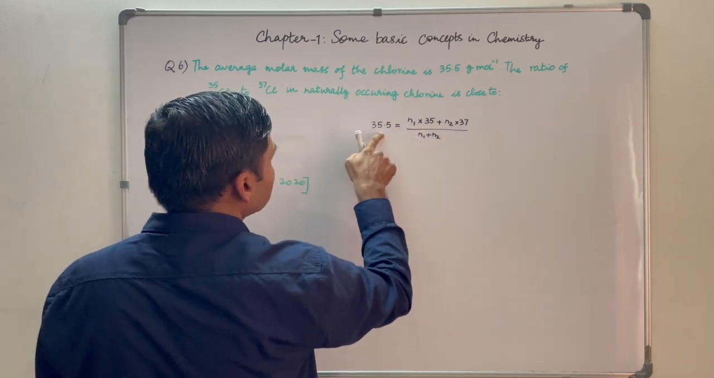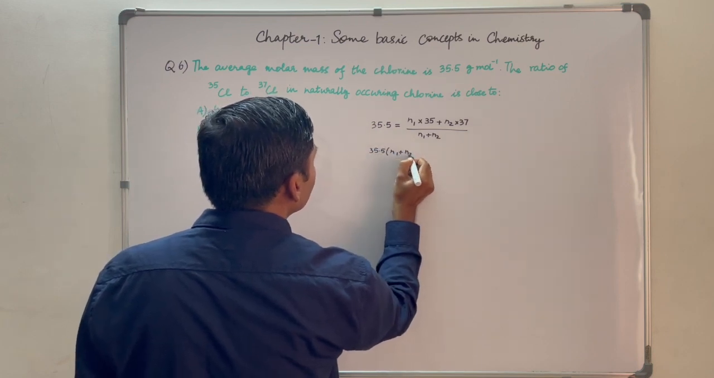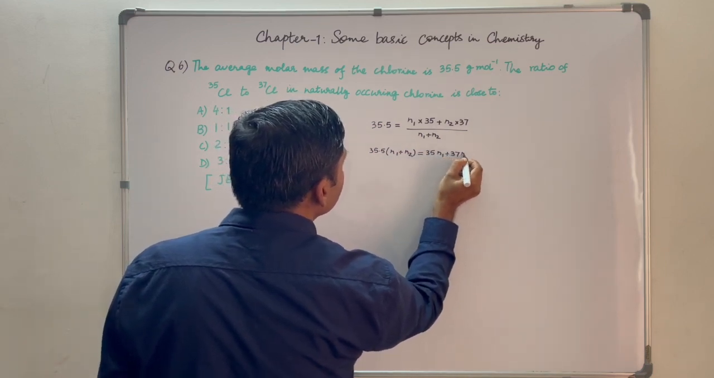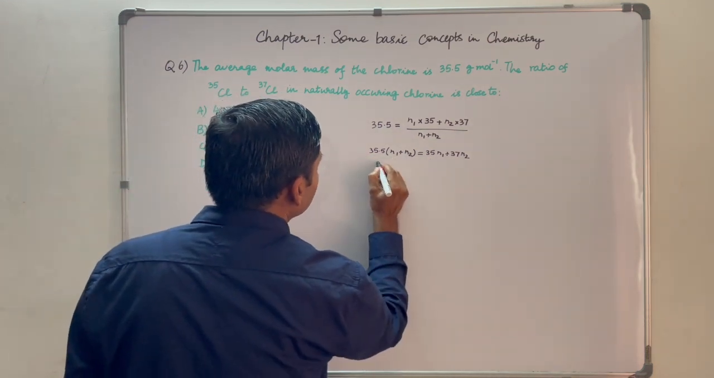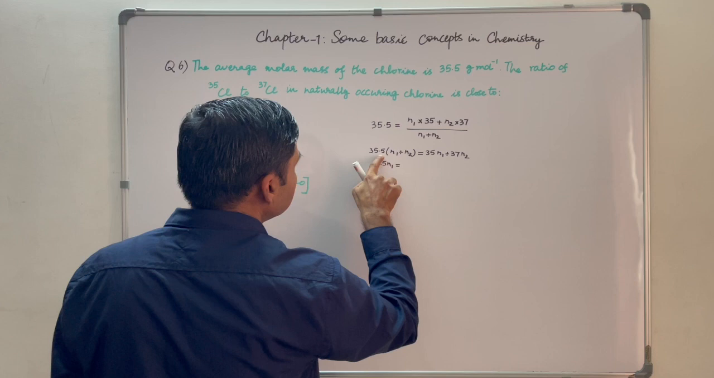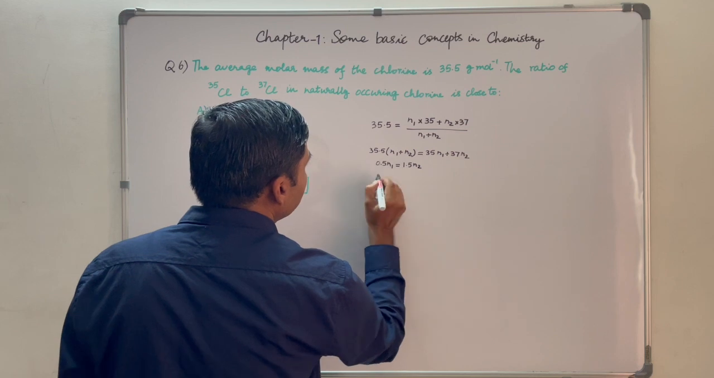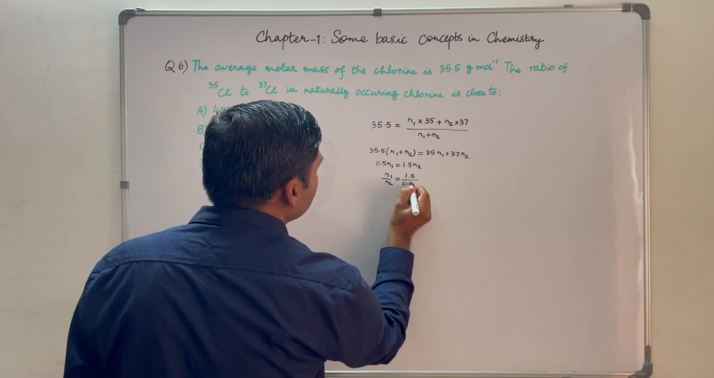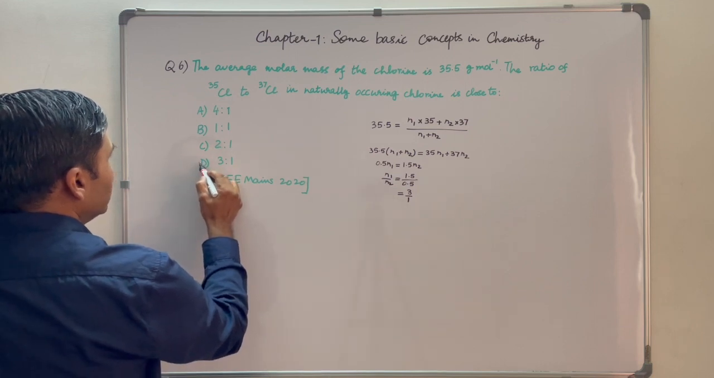N2. Now cross multiply, you will get 35.5 (N1 plus N2) is equal to 35 N1 plus 37 N2. Now 35.5 N1 minus 35 N1 will be equal to 0.5 N1, which is equal to 37 N2 minus 35.5 N2, will be equal to 1.5 N2. So N1 by N2 will be equal to 1.5 upon 0.5 and that will be equal to 3:1. So the correct option is option D.